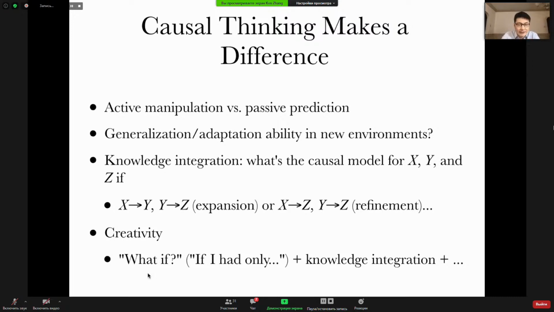So what's creativity? Essentially, we want to answer the following question: what if something had been different, right? I observe this, and then I want to make a difference. How can I make a difference? I have to imagine something. If something had happened, what would happen, right? This is the difference. And so this is a counterfactual question. And furthermore, you have to do knowledge integration and so on. So basically, those things are related to causality.